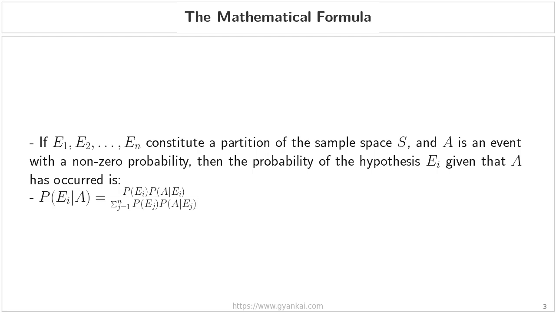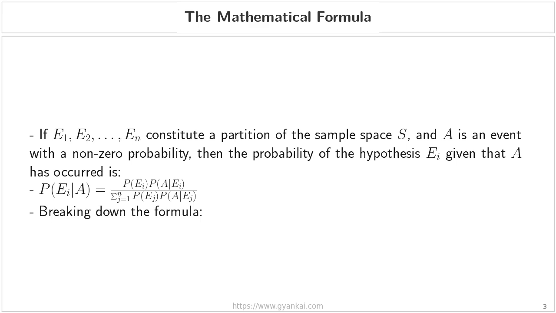The formula is written as P of E sub i given A equals the probability of E sub i multiplied by the probability of A given E sub i, all divided by the sum, from j equals 1 to n, of the probability of E sub j multiplied by the probability of A given E sub j. I know that looks a bit intimidating at first, so let's break it down into two manageable parts.